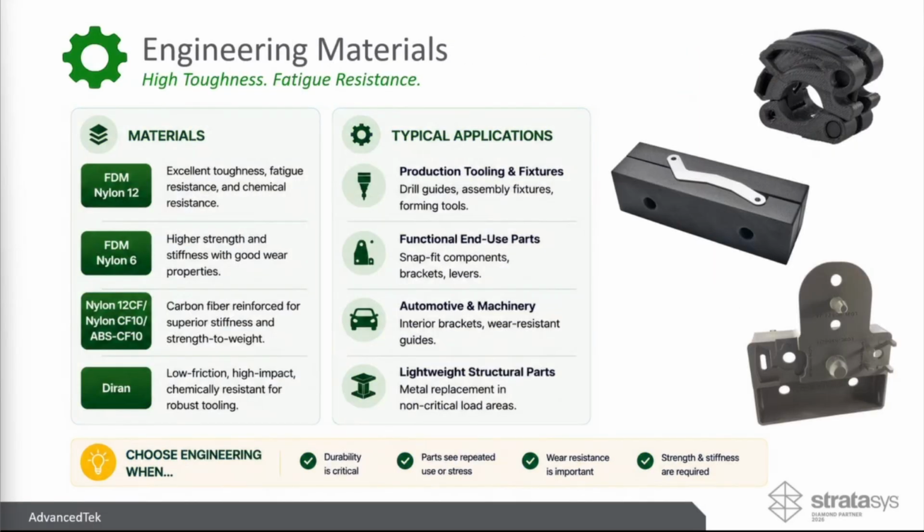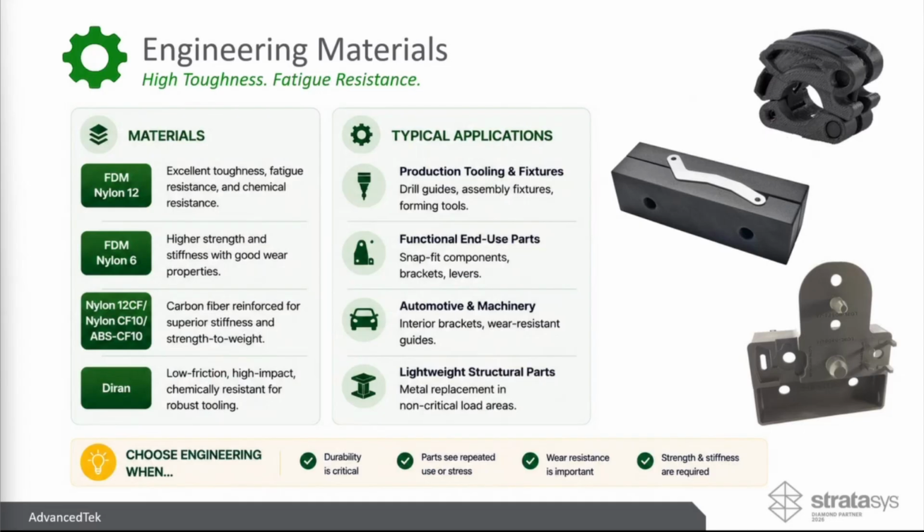Next, you get your engineering materials. Starting off with your nylon 12. Has excellent toughness, fatigue resistance, and chemical resistance. Has high elongation at break, 5 times the elongation of other FDM materials. Excellent fatigue resistance, best impact strength. It's great for snap fit clip applications, and also great for tooling or prototypes with friction fit inserts.